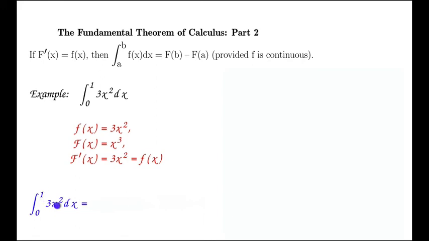So the integral from 0 to 1 of 3x squared dx is equal to capital F of 1, that's the top limit of integration substituted into capital F, minus capital F of 0, that's the bottom limit of integration substituted into capital F. And so what is that going to be? Well, the function capital F is this x cubed function, so it's going to be 1 cubed minus 0 cubed. F of 1 is 1 cubed, F of 0 is 0 cubed, and that's just a 1. The value of this integral just turns out to be equal to 1.